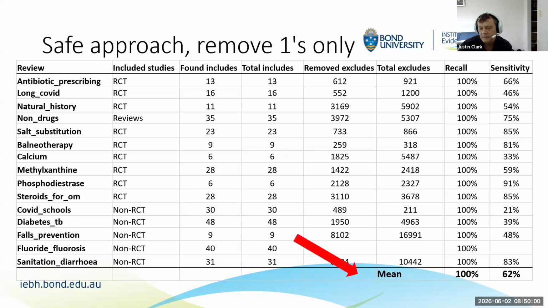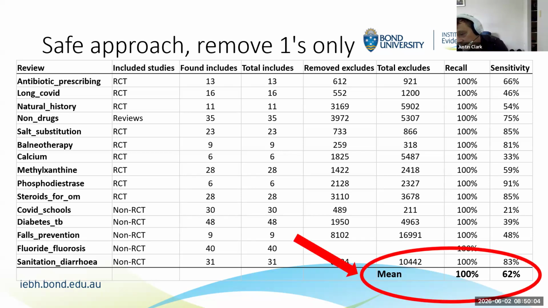So that is the means. So 100% mean, always safe no matter what. So you can always trust it. On average, it's a 62% workload saving if you run stuff through the MechaScreener first before manual screening.